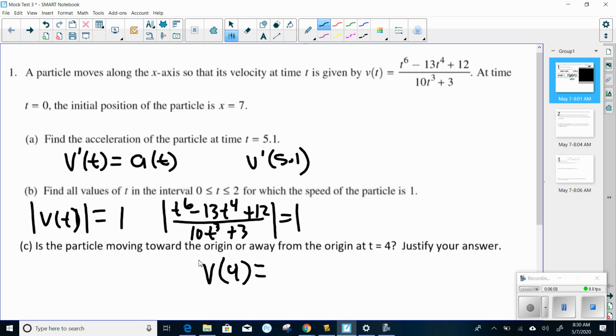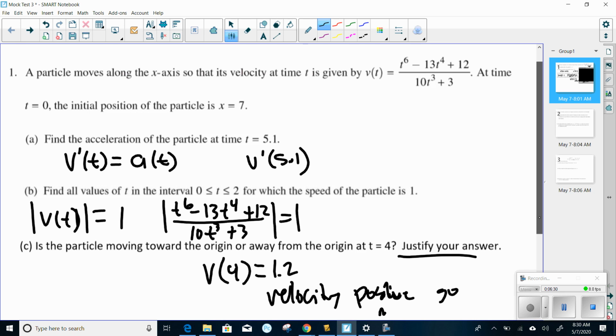Since it's positive, then you just need an explanation. You want to justify your answer. So I think it was a positive 1.2 something. And you're just going to say velocity is positive, so it's moving away. That's all you have to include on that part right there.